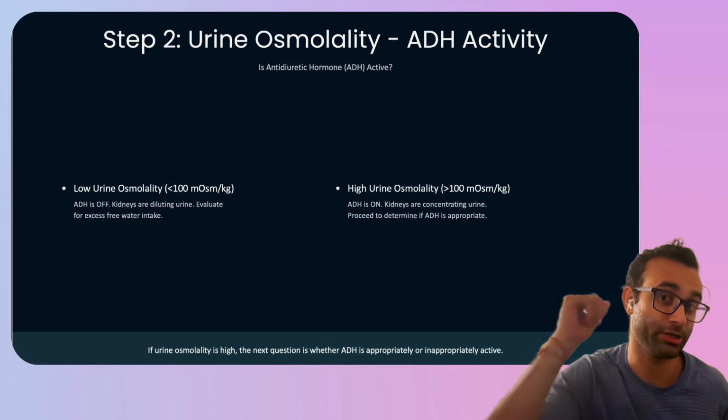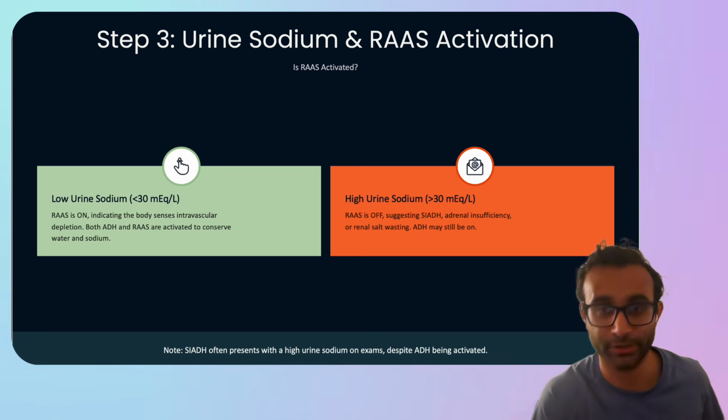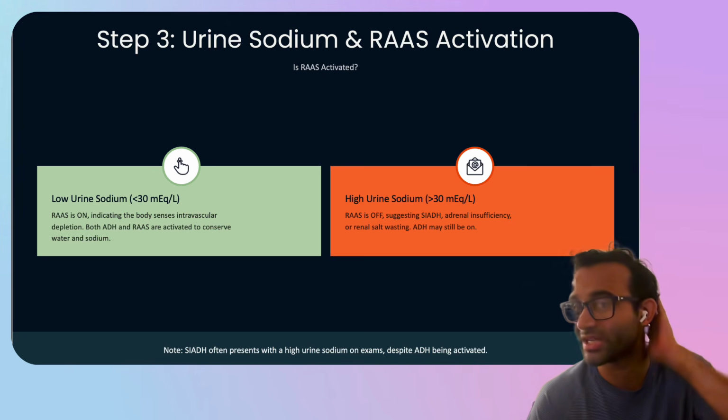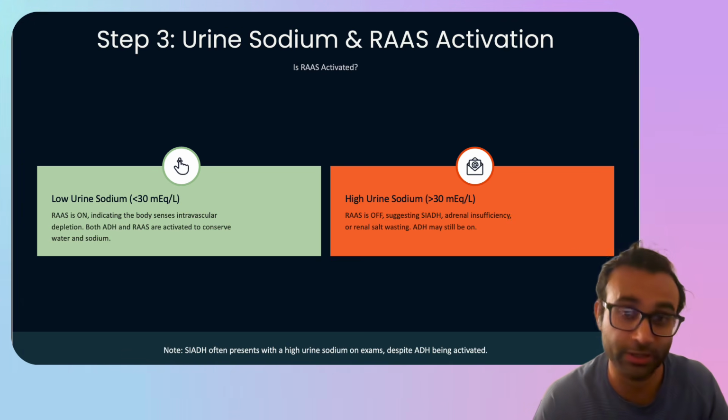Urine osmolality is here to tell you if ADH is working or if it's not working. And then the last thing I told you to get is a urine sodium. Urine sodium is used as a proxy to see if the renin, angiotensin, aldosterone system is working.